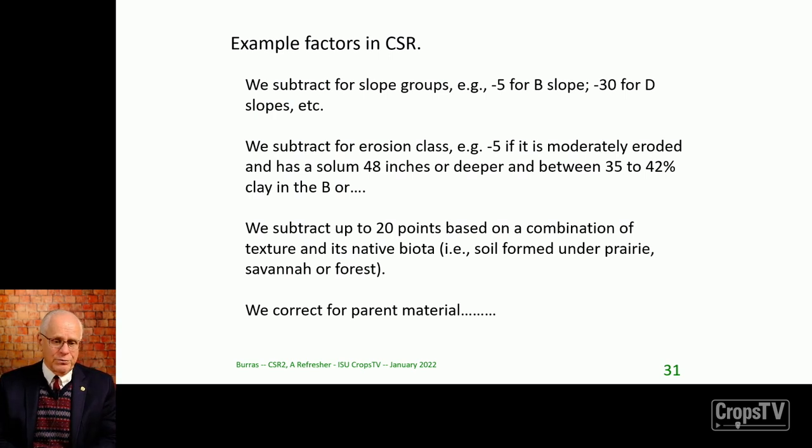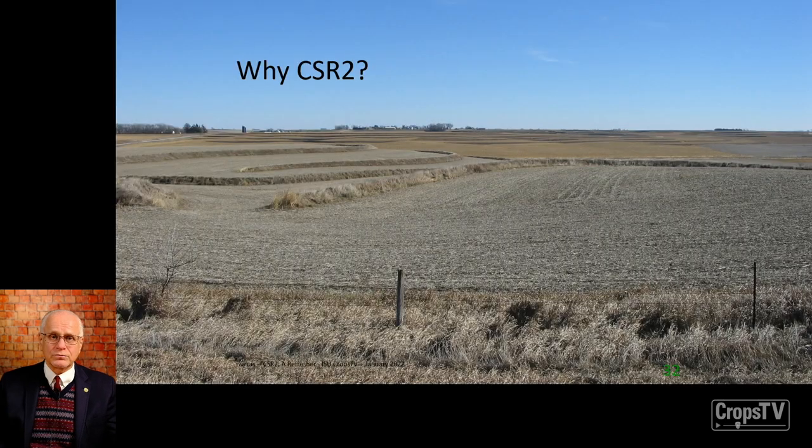And he also corrected for parent material. Were you on the Des Moines Lobe, the Paleozoic Plateau, the Northwest Iowa Till Plain, the Loess Hills? So he took these different factors into account and he put together the numbers.